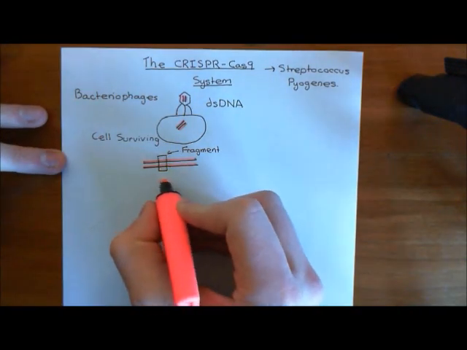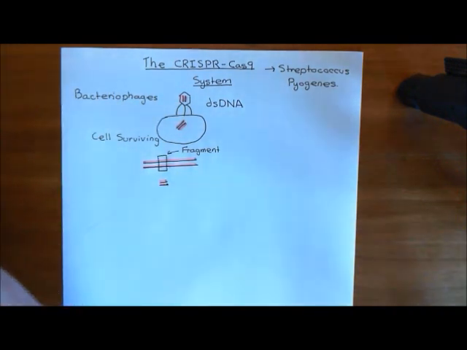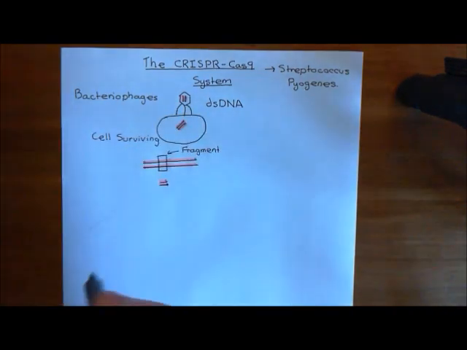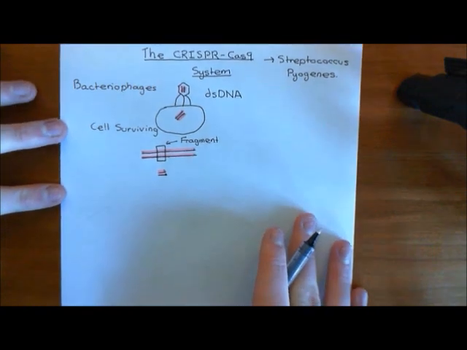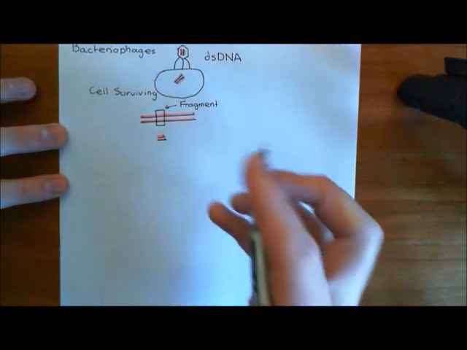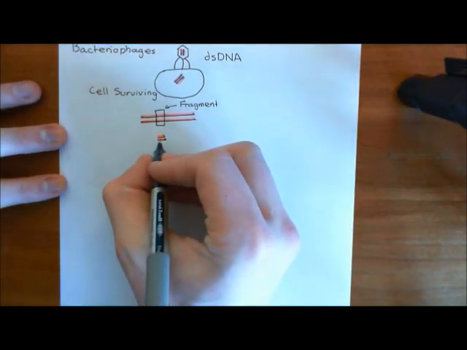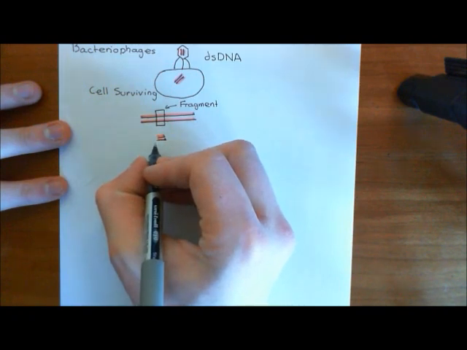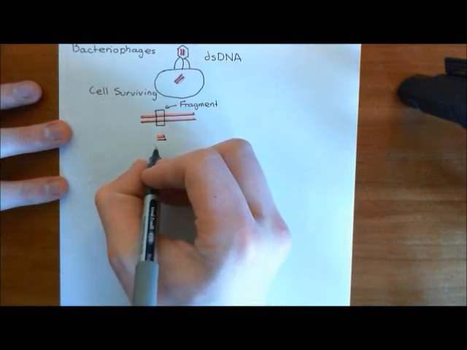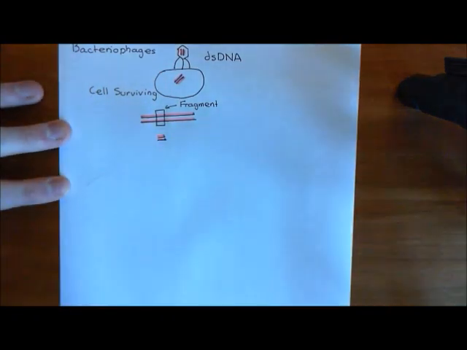Okay, and this is going to serve to help the bacteria next time that this same virus infects it. So what's going to happen is this is going to be put into a portion of the bacterial cell's genome known as a CRISPR locus.